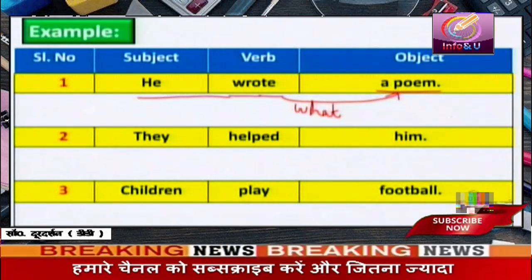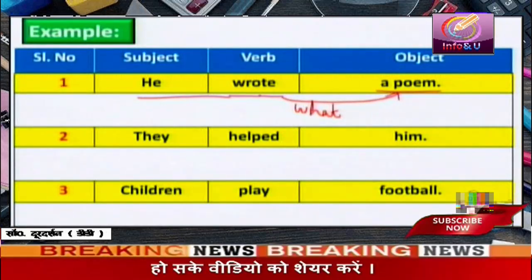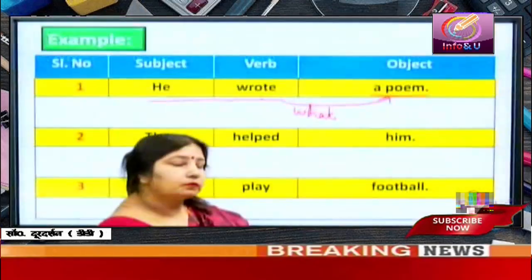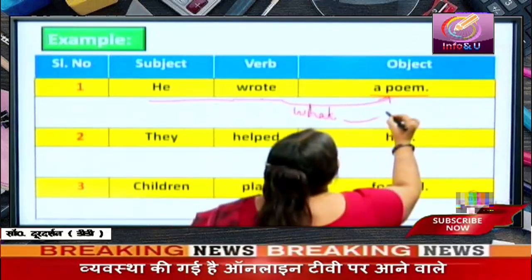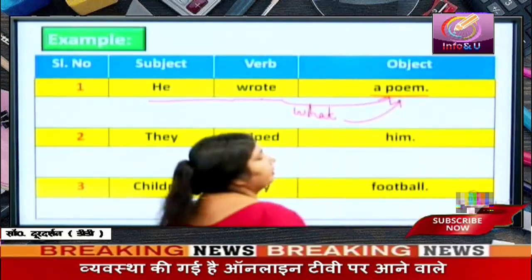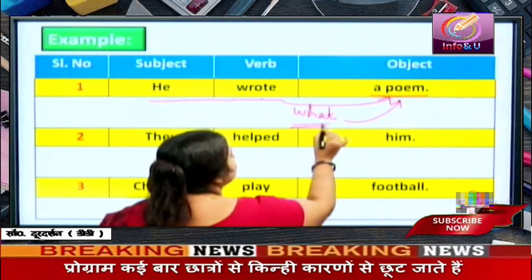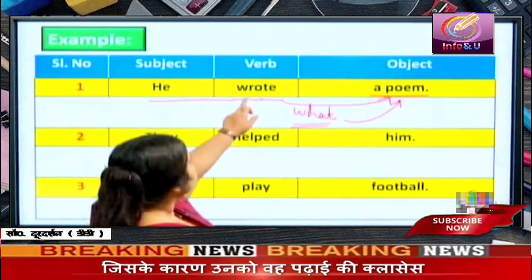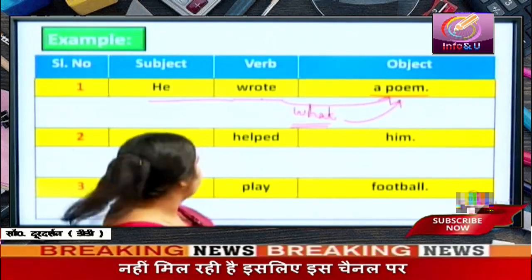If you get the answer in this column, that means that is object. So he wrote what? The answer is here, a poem. You get the answer of what? So wrote is transitive verb. Next sentence.